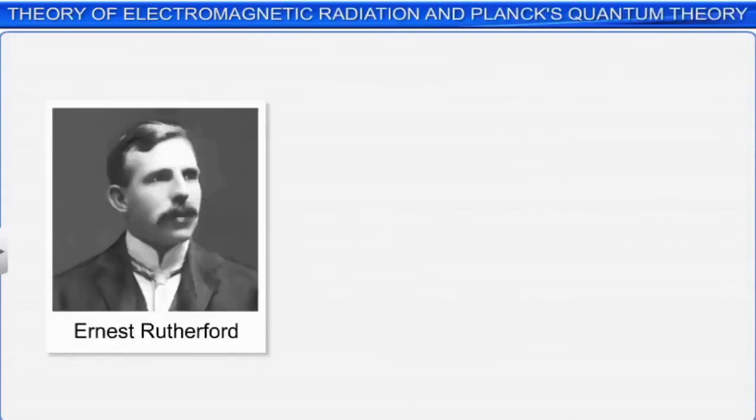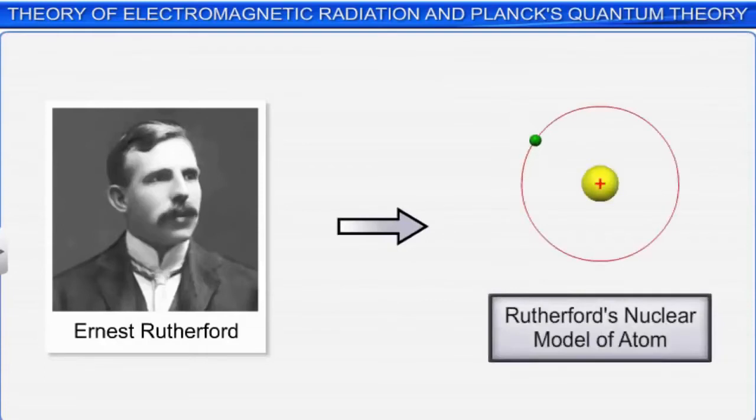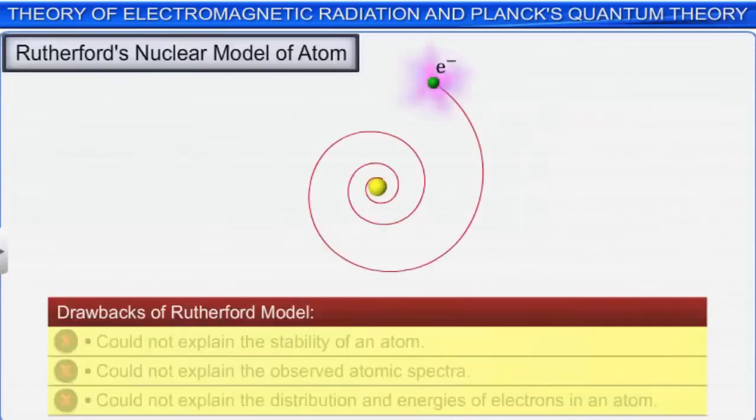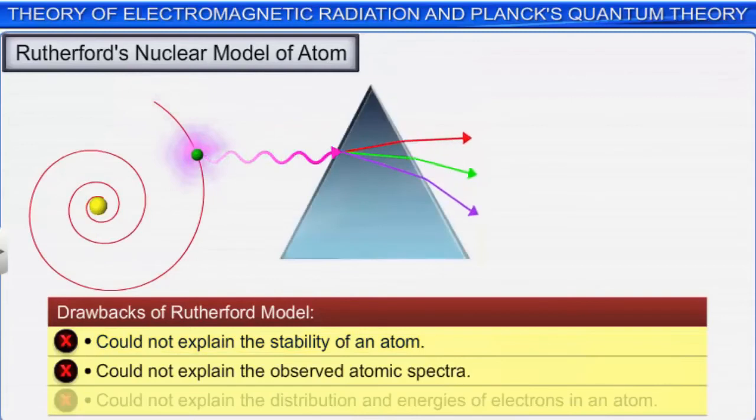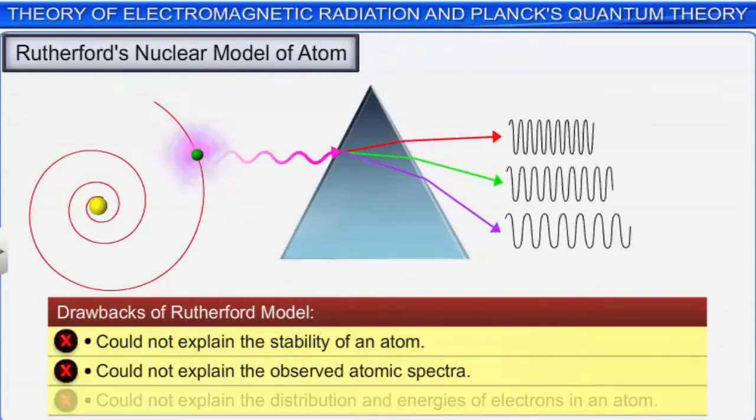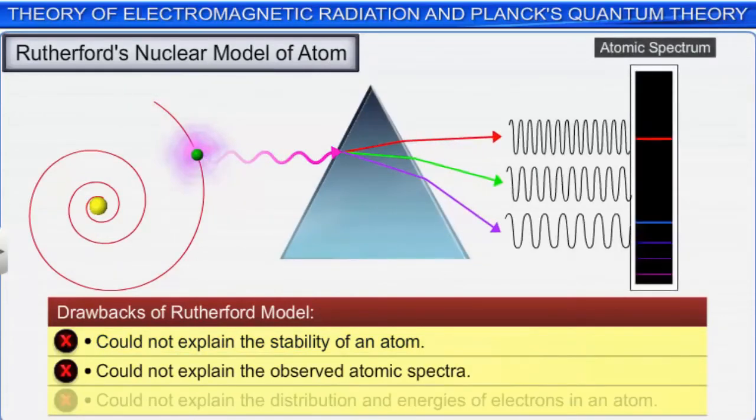We have already learned that the Rutherford's nuclear model of an atom basically suffers from major drawbacks, which are as follows. Firstly, it couldn't explain the stability of an atom in the view of the electromagnetic theory. Secondly, as a consequence of its inability to explain the stability of an atom, it couldn't explain the observed atomic spectra.